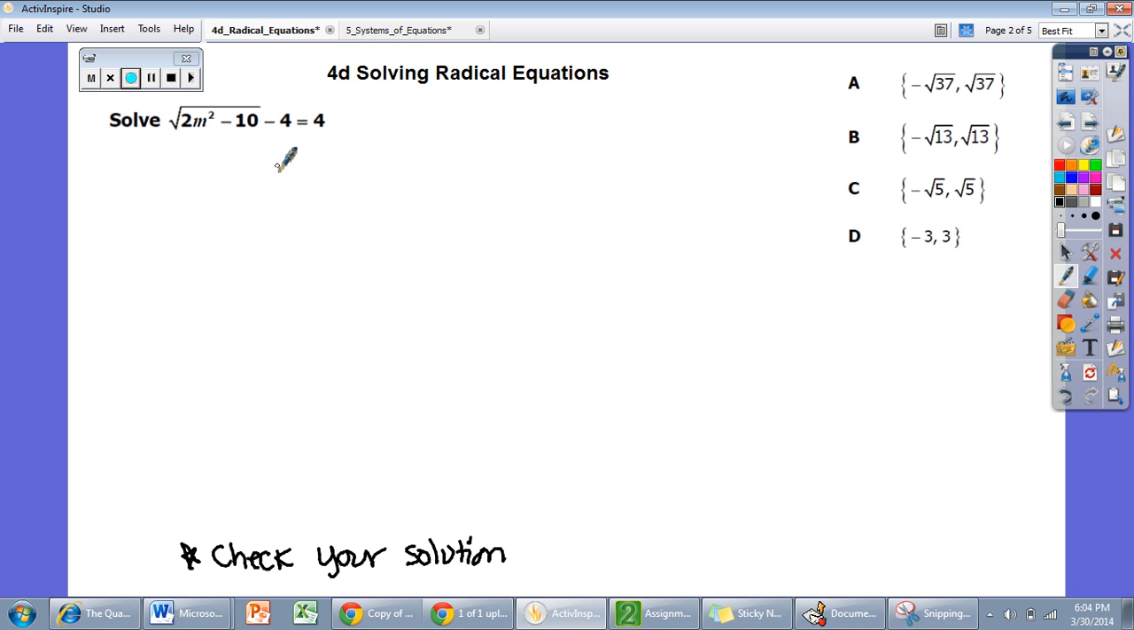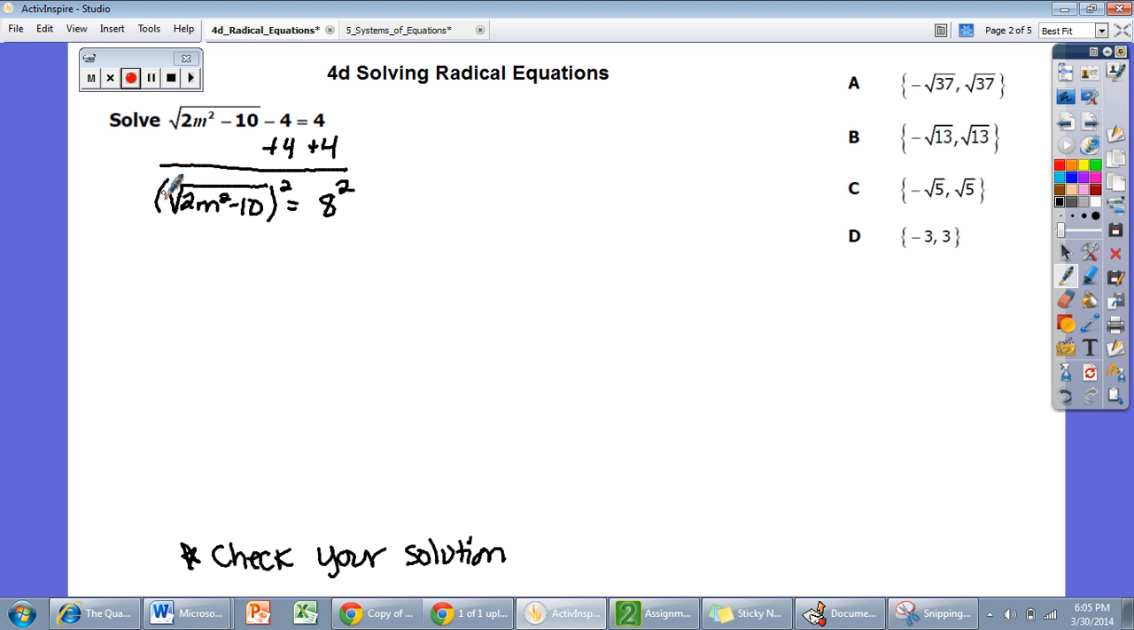So like I said, you want to think of this radical almost like parentheses. We want to isolate that. So the first thing we're going to do is add 4 to both sides. We want to get that radical all by itself. So the square root of 2m squared minus 10 is equal to 8. Now that we have the radical all by itself, this is where we want to get rid of the radical. So we want to do the opposite of taking the square root, which means we want to square both sides.